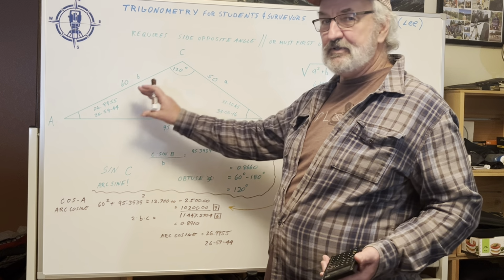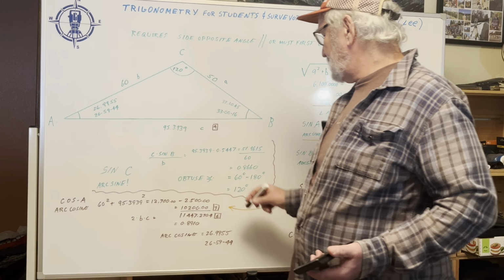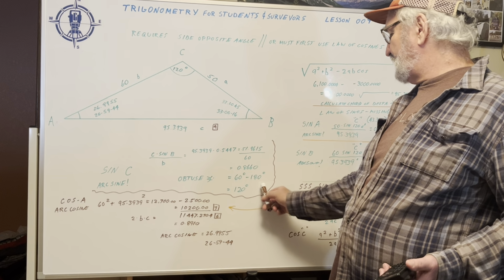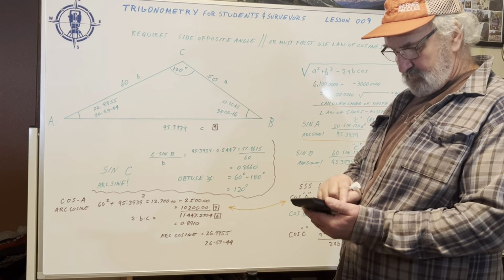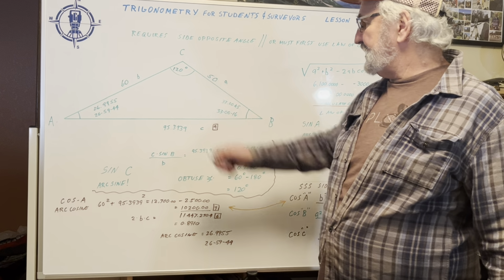So this is an obtuse angle. It's greater than 90 degrees. So when that happens, you got 60 degrees. Subtract from 180. 180 minus 120.